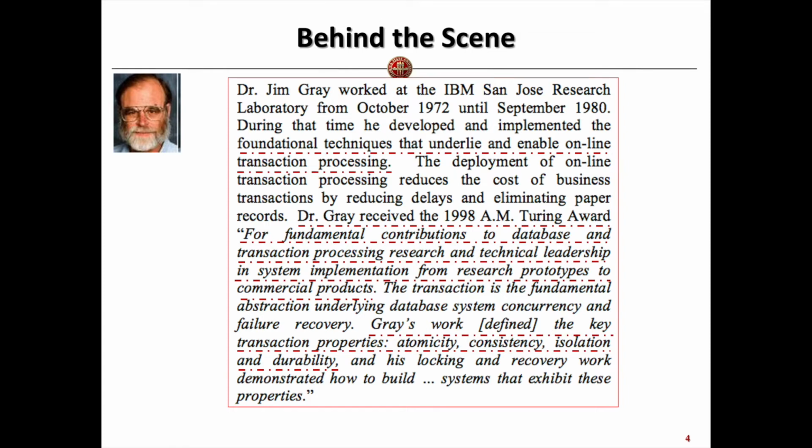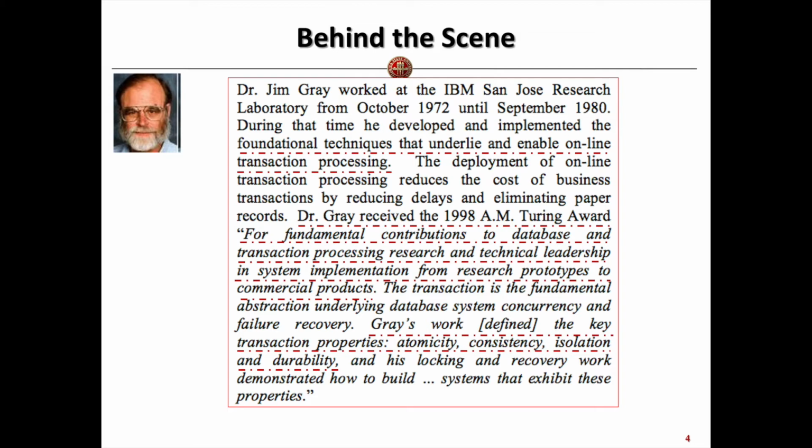If you know, IBM has a very famous database system. It's called DB2, right? And IBM nowadays is also running a giant data warehouse for healthcare data, for both compliance and the government. And Jim Gray's work defined the key transaction properties. They are called ACID: atomicity, consistency, isolation, and durability. They are the basic properties for transactions. We will show these different properties later in the following pages.